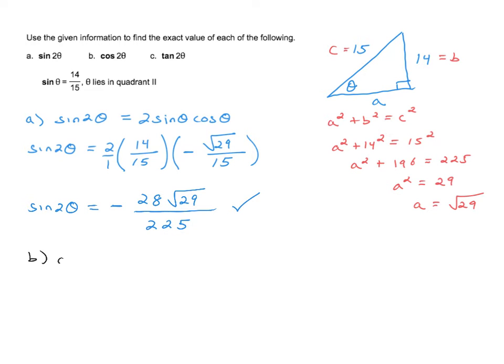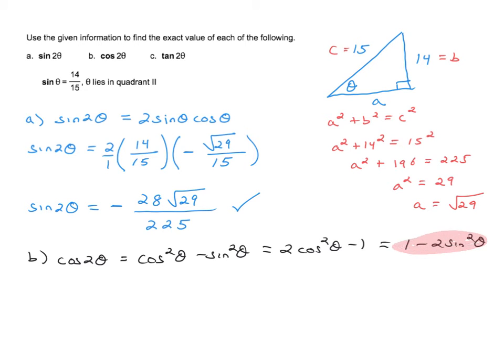I want to figure out what cosine of 2 theta is equal to. There are 3 different formulas for the double angle formula for cosine. It's equal to cosine squared theta minus sine squared theta. It's equal to 2 cosine squared theta minus 1. It's actually also equal to 1 minus 2 sine squared theta. It's all of those things. You can use any of them that you want. I would recommend choosing the one that might be the easiest. And I think it's this one here.